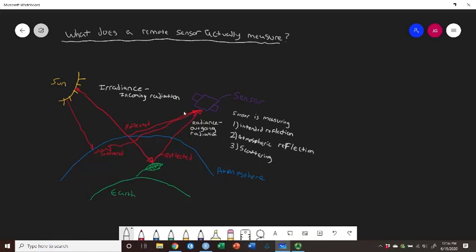So hopefully you understand this diagram. What we're going to do in the next lecture video is build upon this. We're going to show some examples and pinpoint really what the sensor is measuring. But for now, I just want to stop here, give you guys a chance to memorize this diagram, understand the different parts, understand where energy is coming from and where it's going.